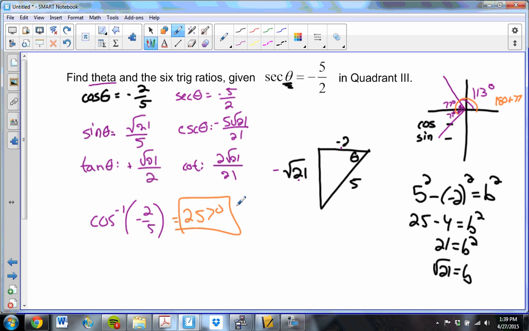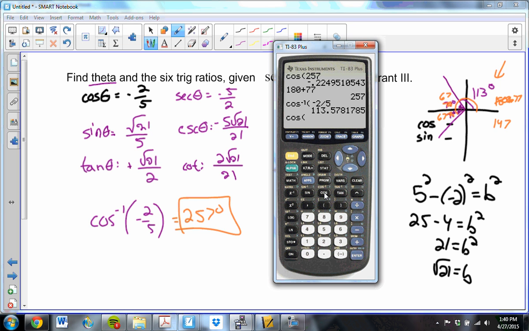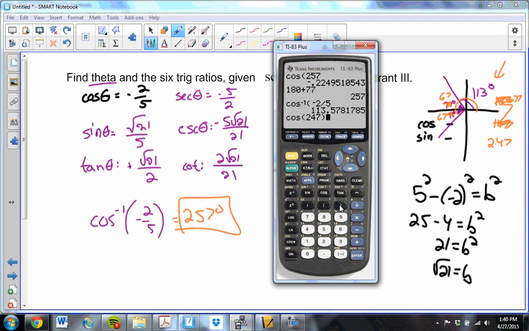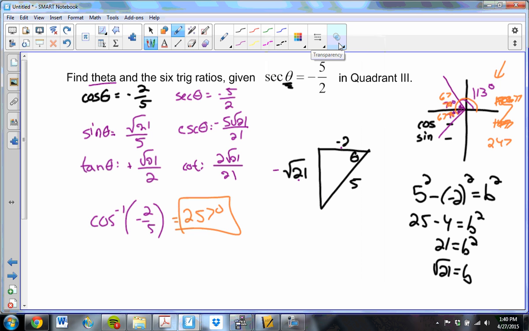So what's wrong with the cosine of 257? Well, the only issue here, now that I've paused and found it, is that your teacher's a moron. If this right here is 113, then this should be 67, which makes this 67, which makes this not 157 but 247. So if I do the cosine of 247, there's my negative 0.4. Holy cow, that should not have taken so long. I'm sorry. Theta is 247 degrees.